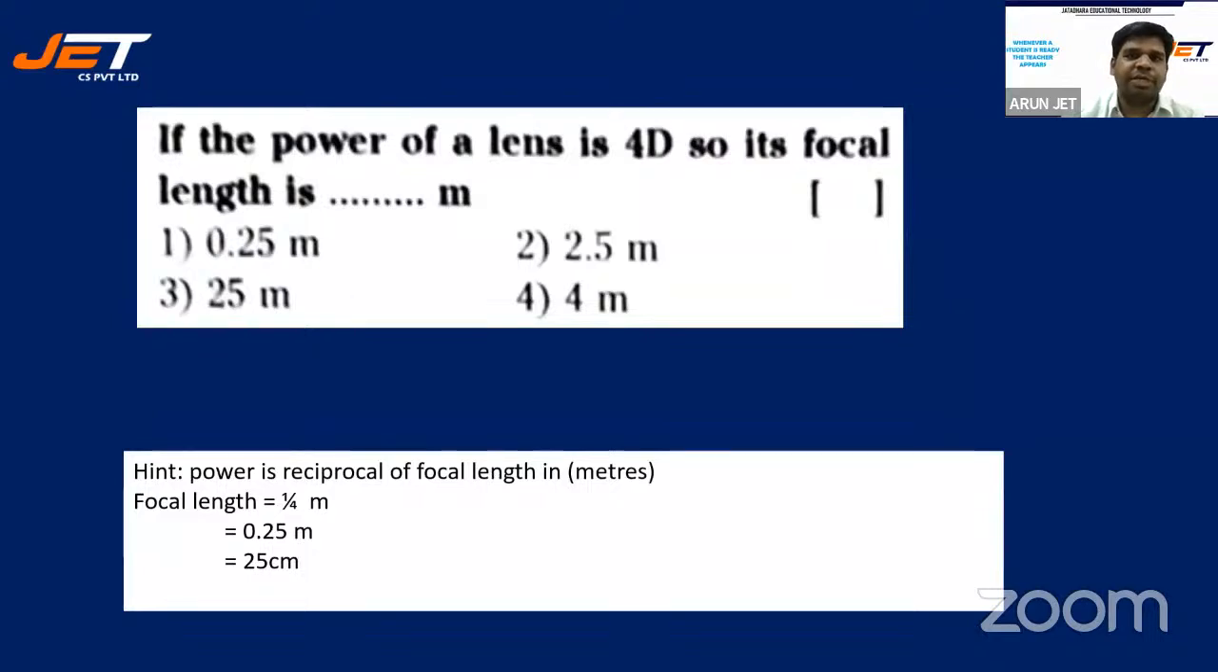If the power of a lens is 4D, 4 diopters, its focal length is dash meters. 0.25, 2.5, 25, 4 in meters.